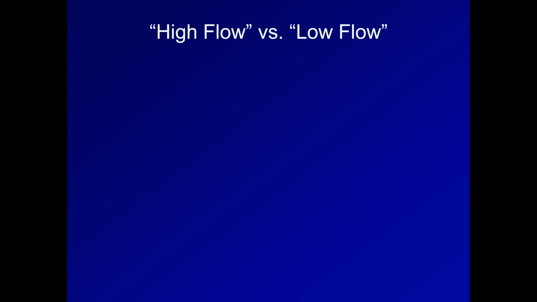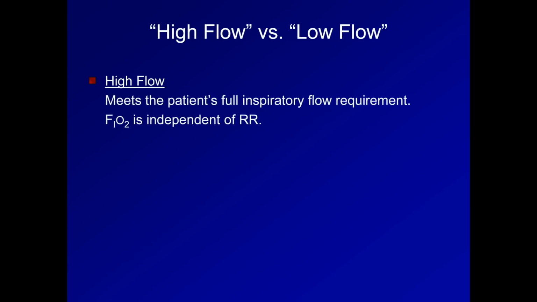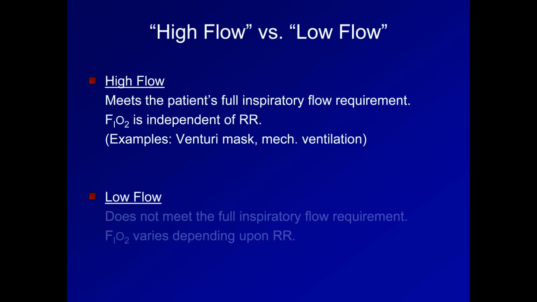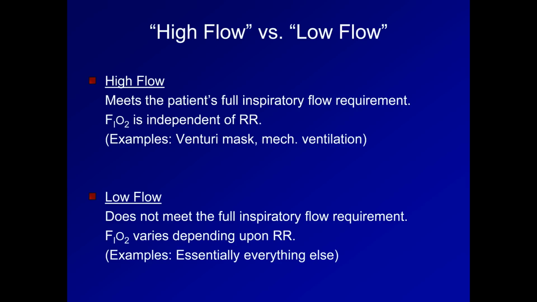Before going over each option for oxygen delivery, I want to review the frequently misunderstood terms of high flow and low flow oxygen delivery systems, because it doesn't mean exactly what you probably would guess. A high flow system is one that meets the patient's full inspiratory flow requirement and one in which the FiO2 is independent of the respiratory rate. Essentially, the only true examples of this are the Venturi Mask and positive pressure ventilation, such as a mechanical ventilator. A low flow system does not necessarily meet the full inspiratory flow requirement, and thus FiO2 varies depending upon the respiratory rate. Examples of this are essentially everything else.